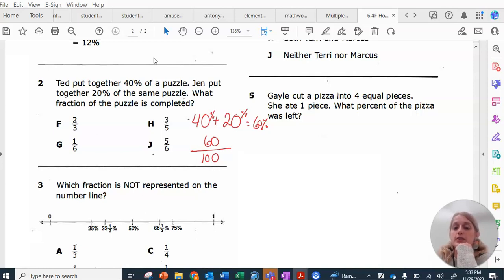Number 5, Gail cut a pizza into 4 equal pieces. There's our pizza. She ate 1 piece. Yum, yum. It's gone now. What percent is left? Not what's eaten, but what's left over that's still here. 3 out of 4 is what as a percent?